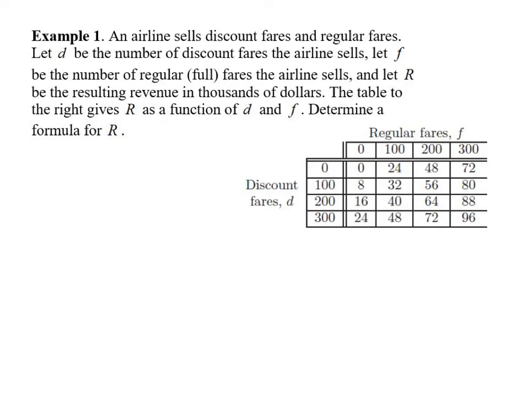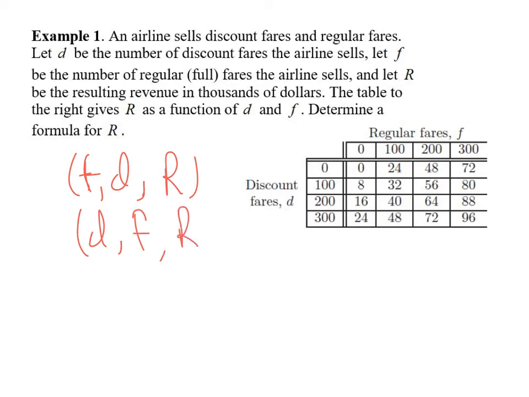It doesn't exactly explain how the ordered pairs are arranged, but we want to think of them as either F, D, and R, or D, F, and R, but R is definitely what we would think of as the output variable, right? So when you get your equation, it's going to be revenue equals, all right? And you have plenty of what we would call ordered triples here, not ordered pairs.